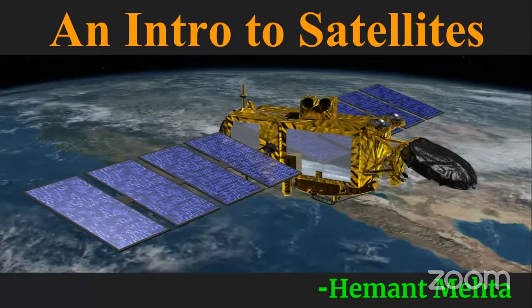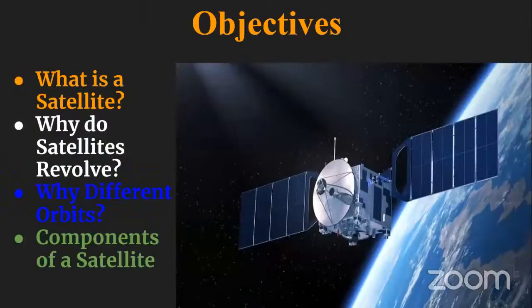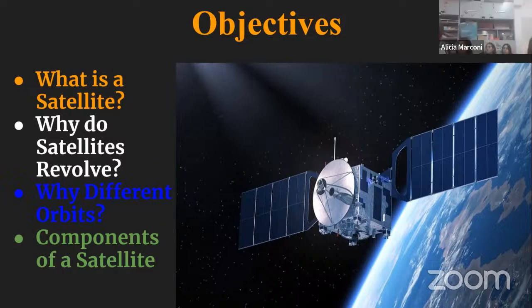So we are going to see the basic introduction of the satellites. In today's session, we are going to cover these 4 points. What is a satellite? We'll try to understand why satellites revolve, and then we'll see different types of orbits, which is the major portion of this session. And last, we are going to study different components of a satellite. If we think of making a satellite, what are all the components and what are their functions, so that we can build our own satellite. So let's start with this.